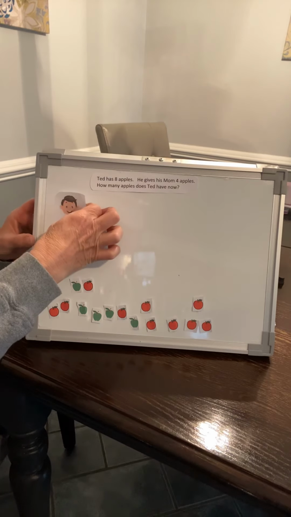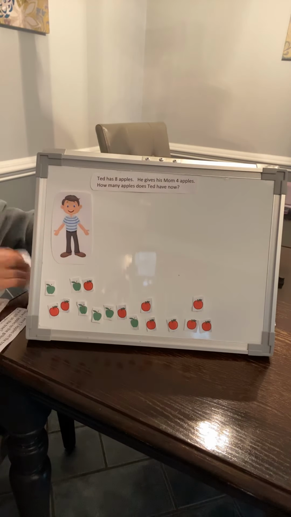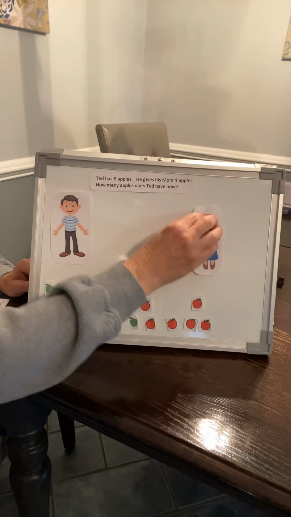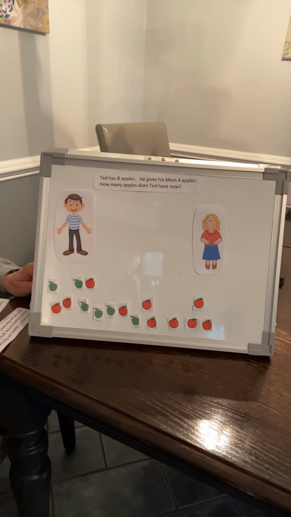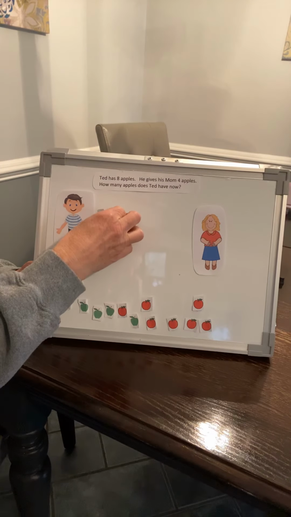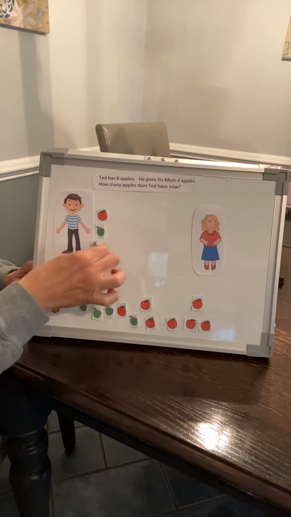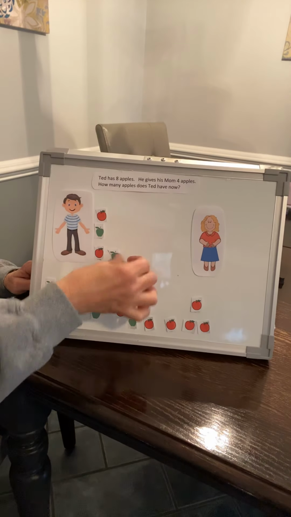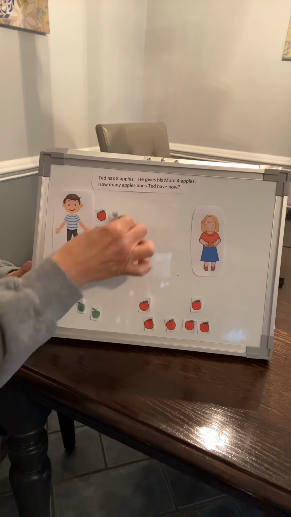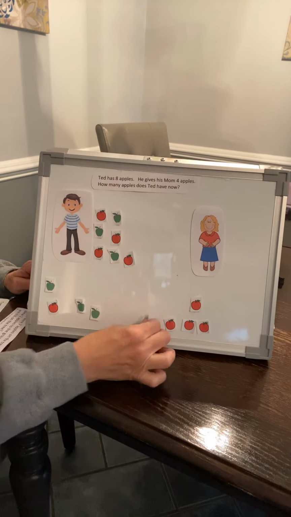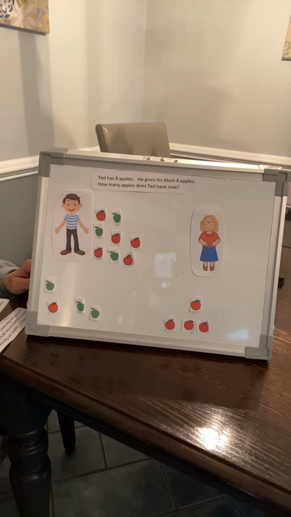So let's start with Ted, and we'll start with Mom. So here we have Ted. So let's go back and listen to the beginning of our story. Ted has 8 apples. So let's give Ted his 8 apples. Count with me. 1, 2, 3, 4, 5, 6, 7, 8. Ted has 8 apples. He gives his mom 4 apples.